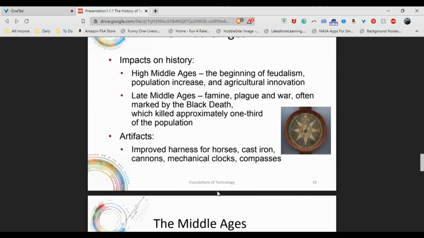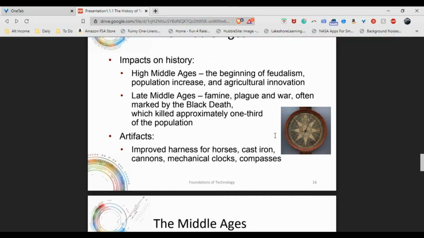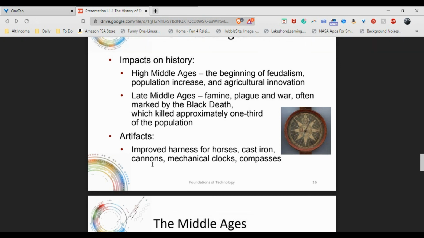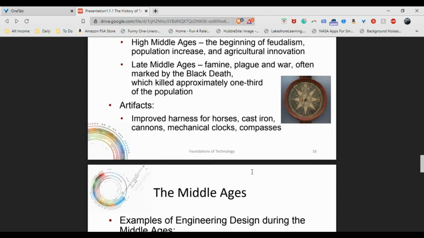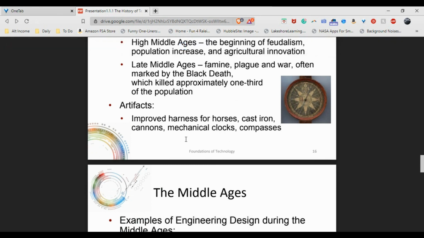So improved harnesses for horses, cast iron, cannons. Again, for much of history, the technological advances were military and weapons based, because whoever had the better weapons had better control. Mechanical clocks and compasses. So now it's easier to navigate. It's easier to tell time.